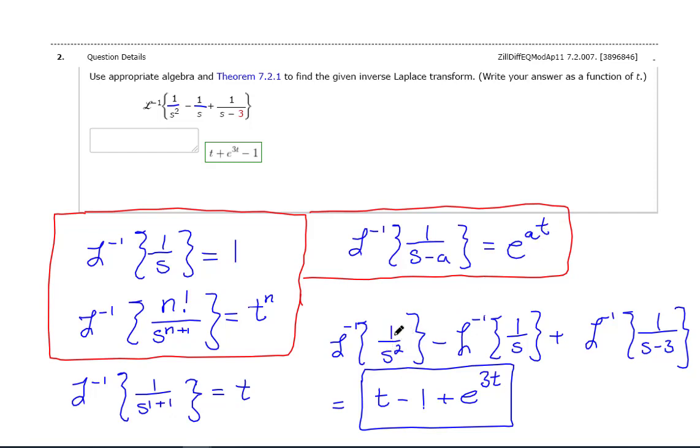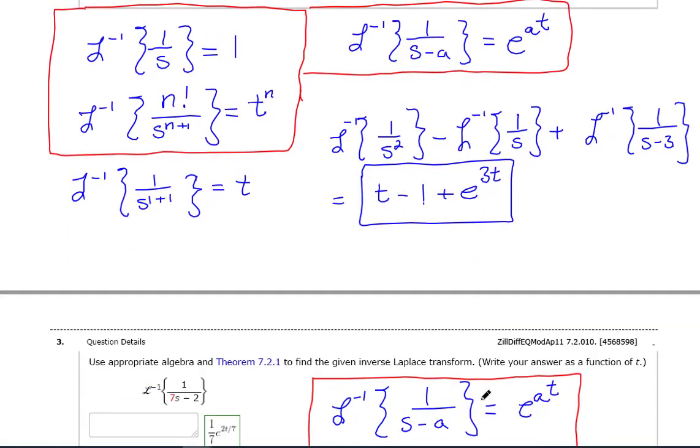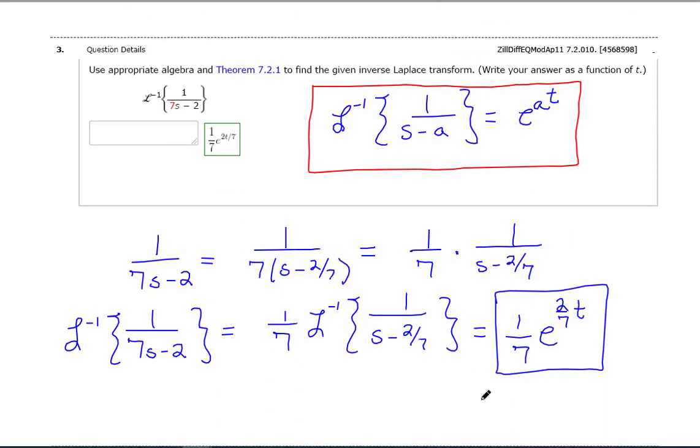Alright, so my 1 over s squared goes to t to the first power. Alright, that's this formula. The inverse Laplace transform for 1 over s is 1. And the inverse Laplace transform for 1 over s minus 3 is e to the 3t. So it's just a question of matching what we have to one of the formulas and making it work out.